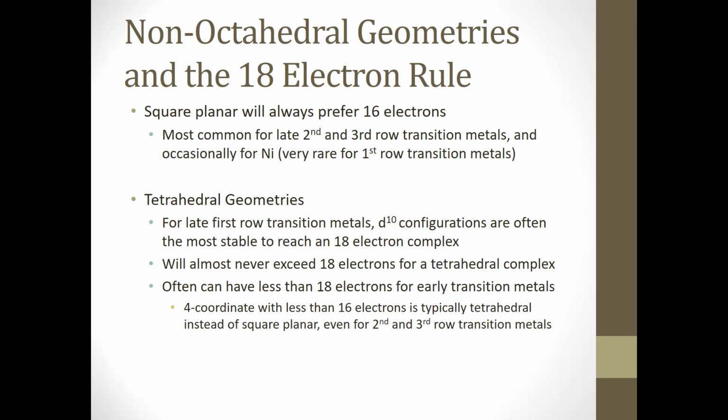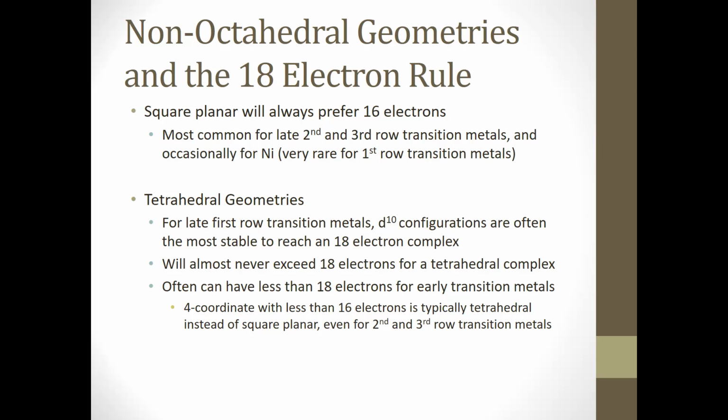It's probably going to be almost impossible for tetrahedral systems to exceed 18 electrons. It's extremely, extremely rare. You'd have to have something like a copper 0 tetrahedral or a zinc 0 tetrahedral compound, which is just not likely. If they're making tetrahedral compounds, they're probably just going to get oxidized at that point and be 18 electron compounds. So never really going to go over 18, but we can have a lot of tetrahedral compounds with less than 18 electron counts.